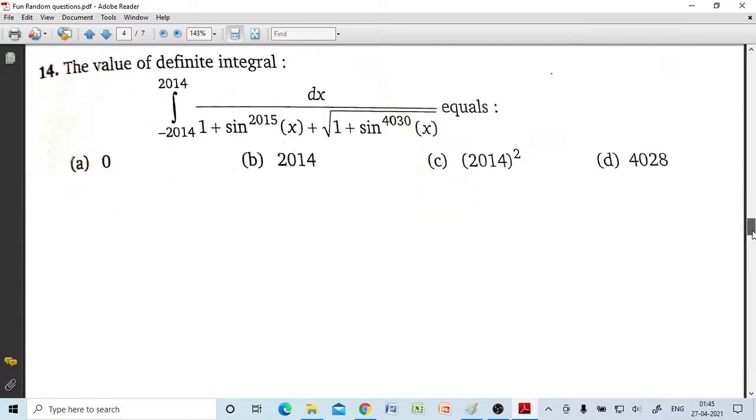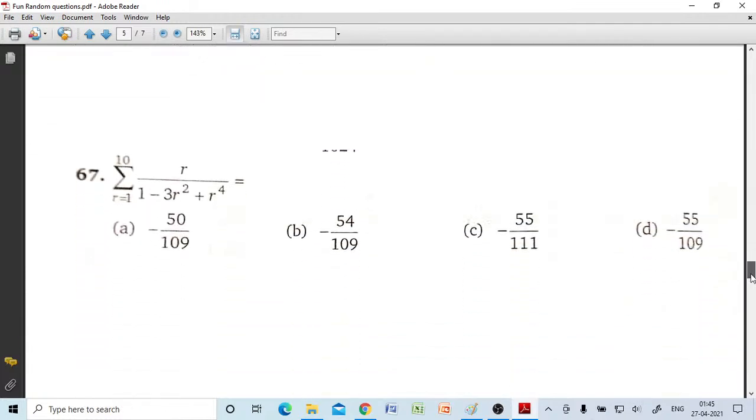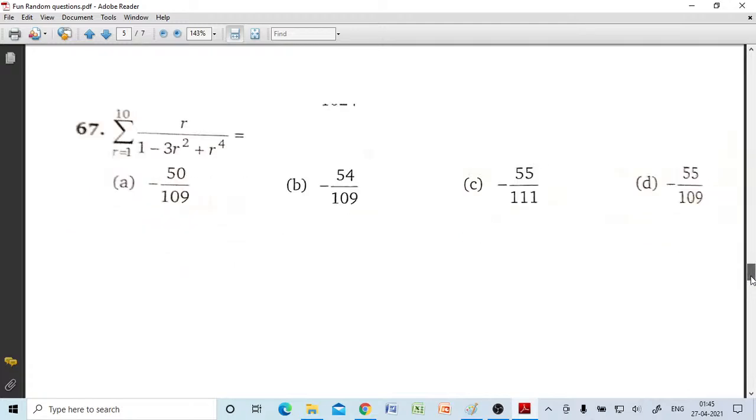The questions might seem heavily difficult, but they are quite easy. Okay, so this is the next question.